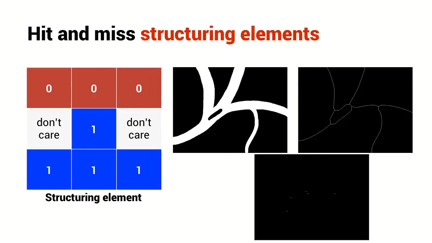We looked very briefly at the hit and miss transform, and we can use that for operations like skeletonization and finding the intersection points of a number of line segments.